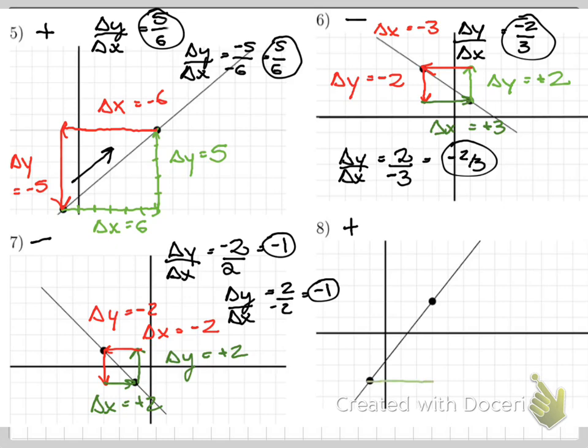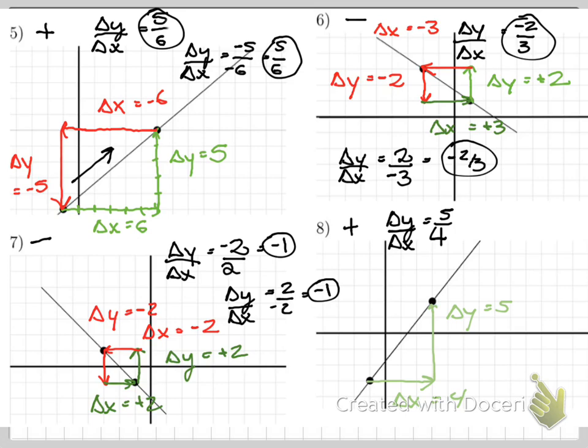Okay, so this time I'm going to find delta x first. Again, it doesn't matter as long as you put it in the right spot. So if I go this way, I get a delta x of positive 4. And then if I go up, it looks like I get a delta y of positive 5. Okay? When I build my slope, the change in y over the change in x, that gives me 5 over 4.